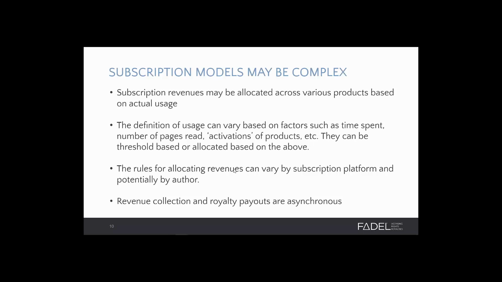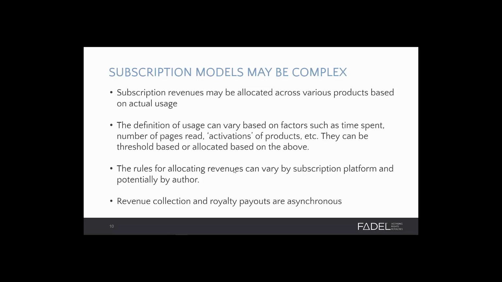Did I activate a particular product or set of content, and therefore am now able to access any of that freely? These types of rules can be threshold based. For example, once I read a book more than 20 minutes, it counts as a quantity of 1, or it can be allocated based on the above types of rules.